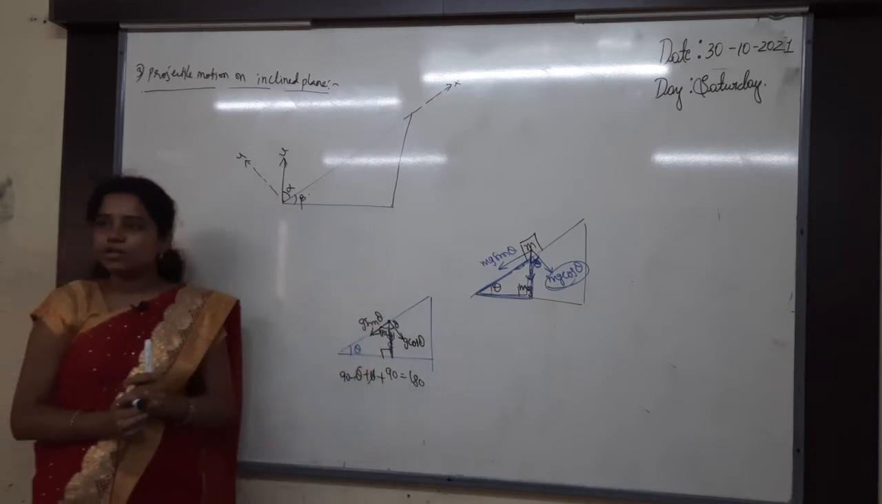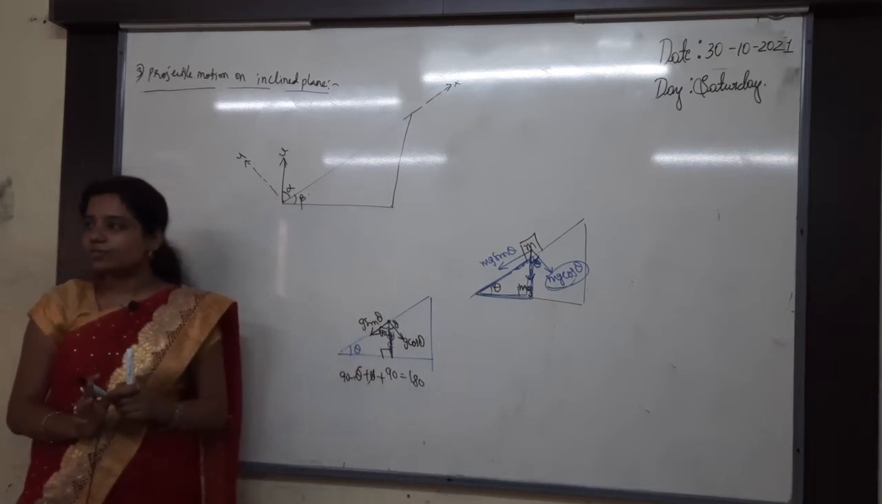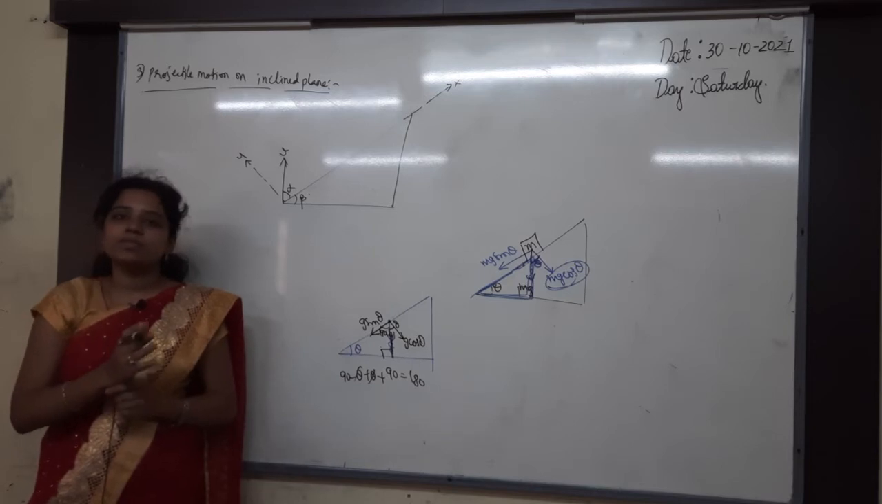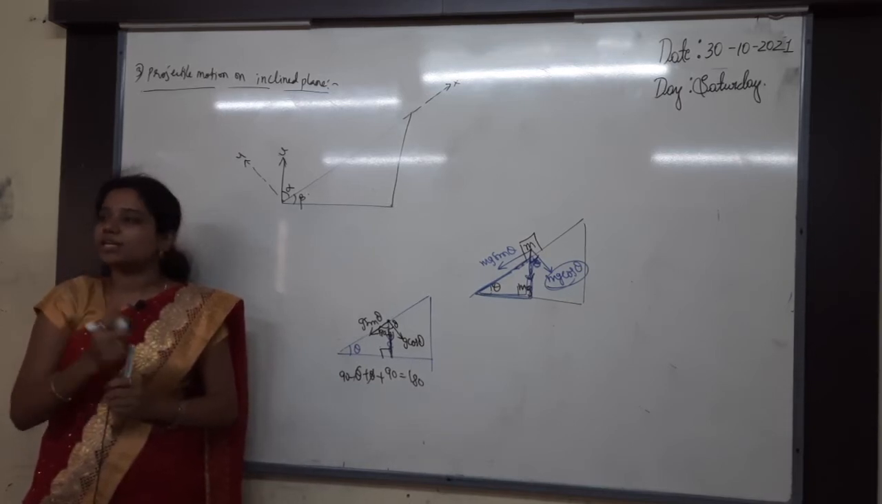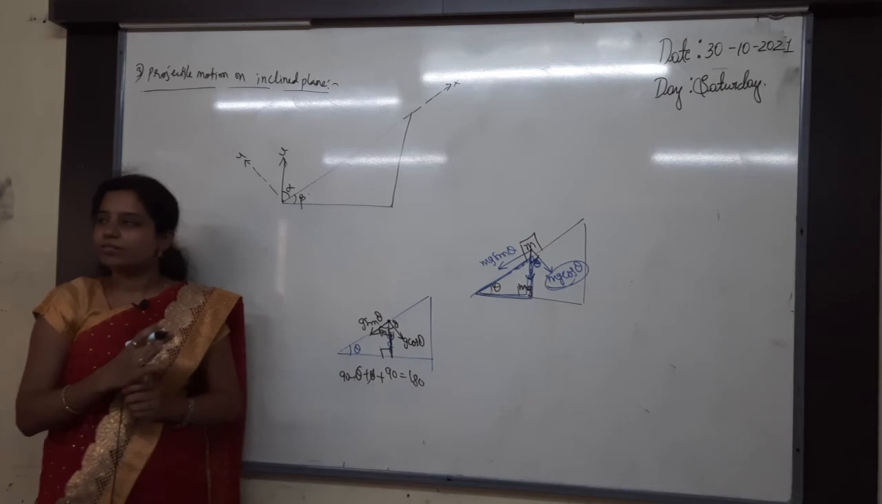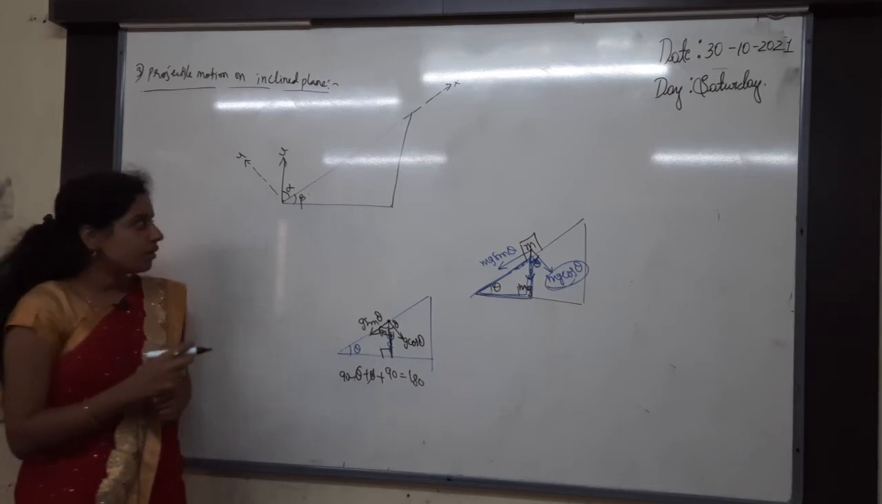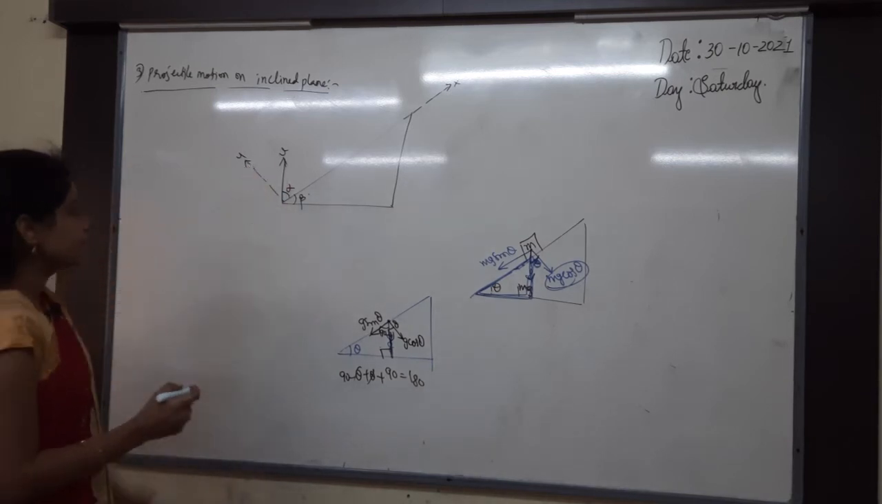Very very important in laws of motion, we will discuss this more. Always along the inclined plane which angle will be there? Sine angle will be there. G sin theta will be there. Understand it clearly?